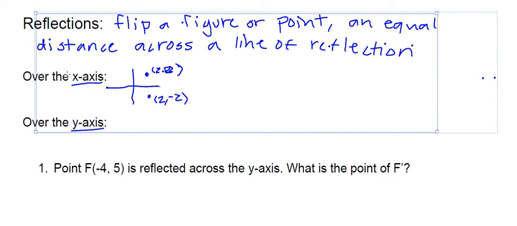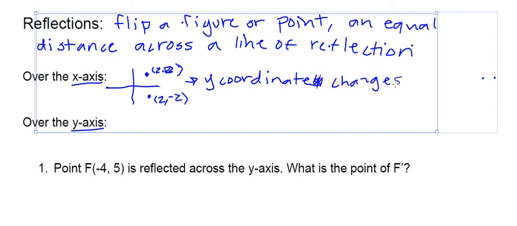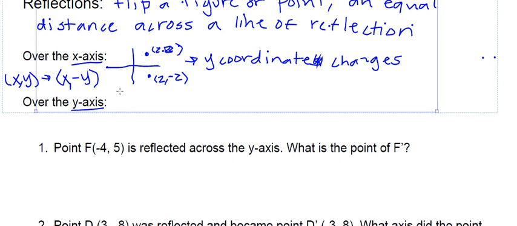So each one is the same distance from the line of reflection. So when you reflect something over the x-axis, what happens is the y-coordinate changes. So if the y coordinate was positive, it becomes negative. If the y coordinate was negative, it becomes positive. And the way that we write that is we take that point x, y, and it becomes x, negative y. And remember, that doesn't mean that the y value has to be negative. It means that you change the sign of the y value. So if it is positive, you make it negative. If it is negative, you make it positive.